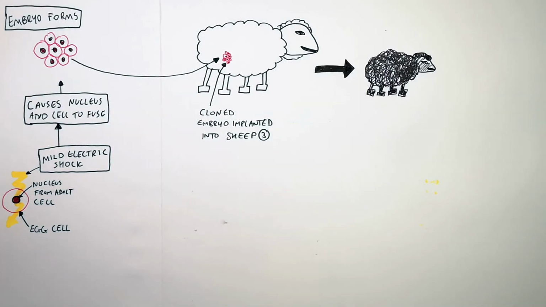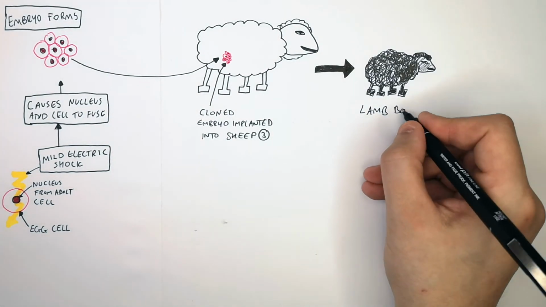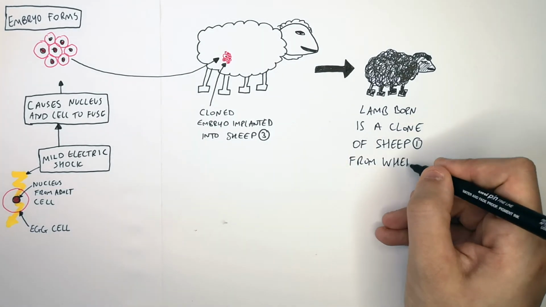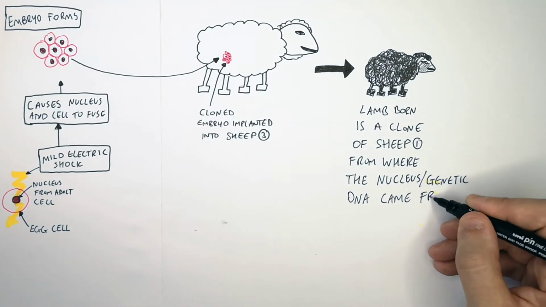The lamb born is a clone of sheep 1, from where the nucleus or genetic DNA was taken from.